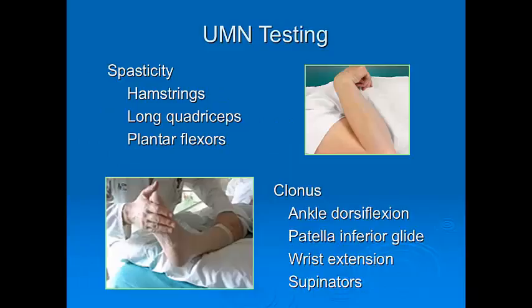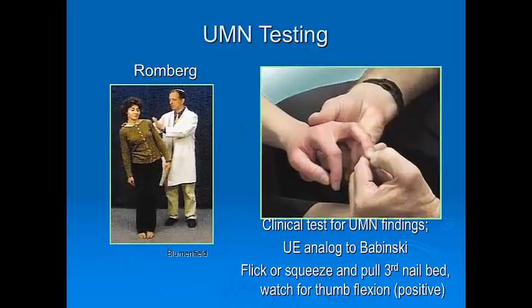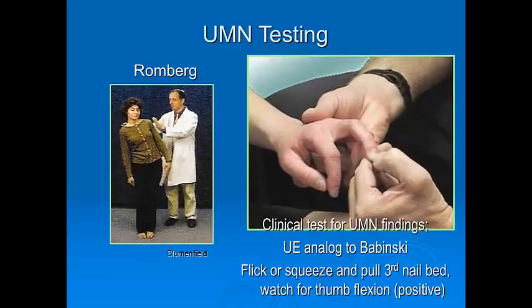Spasticity is commonly found in the hamstrings, the long quads, and the plantar flexors. Clonus in the ankle, the patella, the wrist extensors or supinators. The Romberg sign, unsteadiness in a narrow stance. The Hoffman sign, which is the upper extremity analog to the Babinski. Either you flick or you squeeze the third nail bed while you observe the thumb for a flexion response.